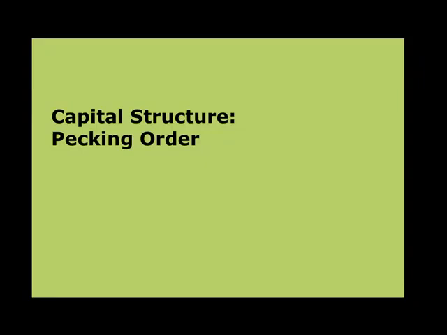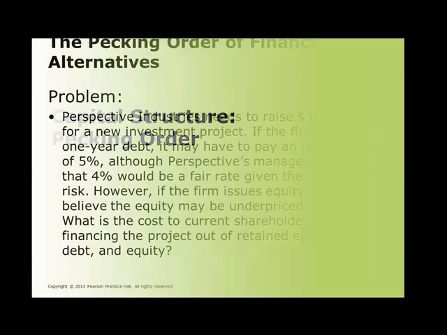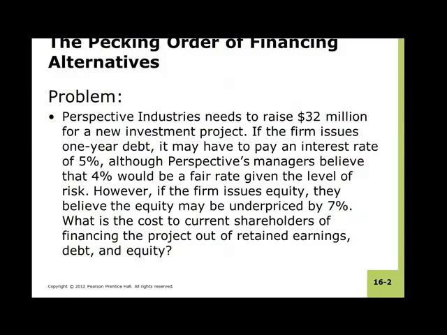Of the theories of capital structure is the pecking order theory, that firms choose retained earnings first because it's easiest, then debt because it's cheapest, then hybrid securities, and as a last resort, they will issue new equity. Let's look at an example of why this might be the case.